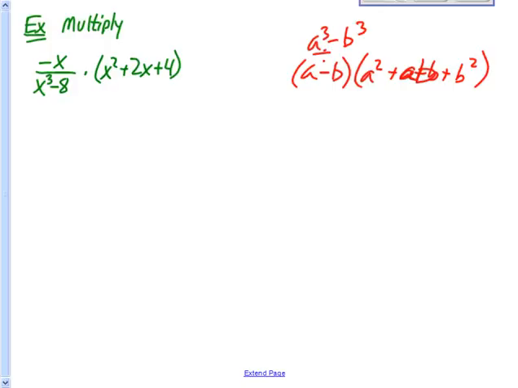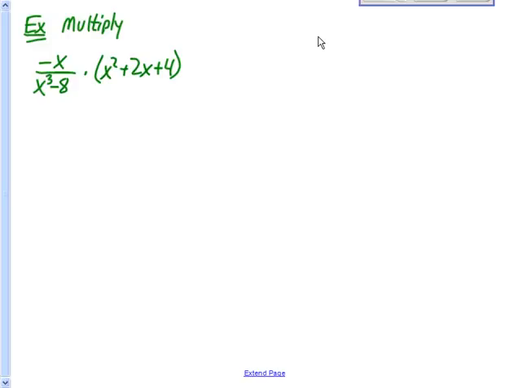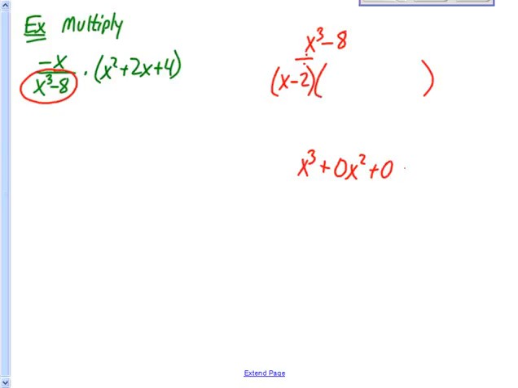So let's go ahead and use that to figure this out. I look at that x cubed minus 8 and say, oh, that's a difference of cubes. That means x minus 2 has got to be one of the factors, right? 2 cubed is 8. And then we have to go ahead and do this division: x cubed minus 8 divided by x minus 2, and that'll give us what we need.